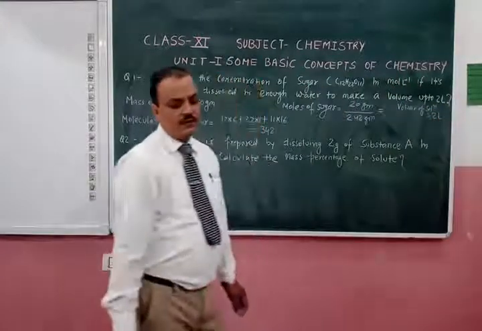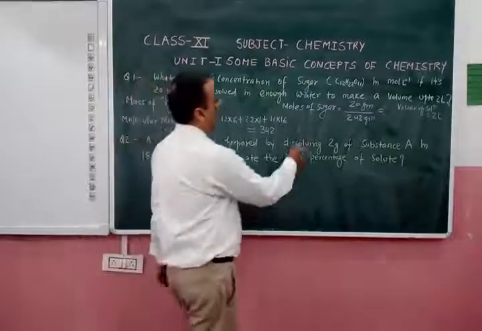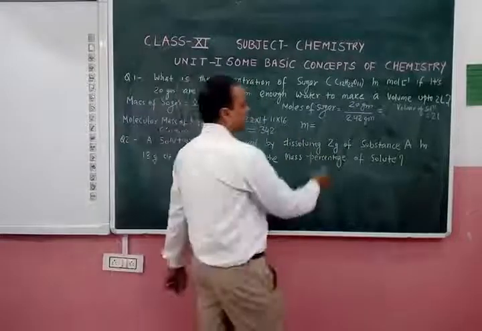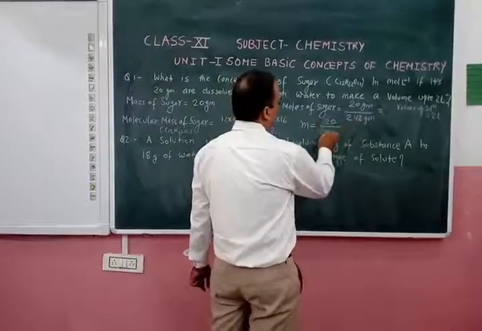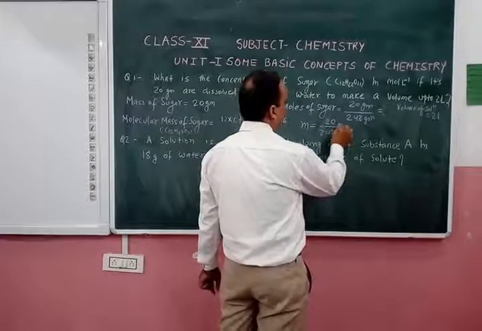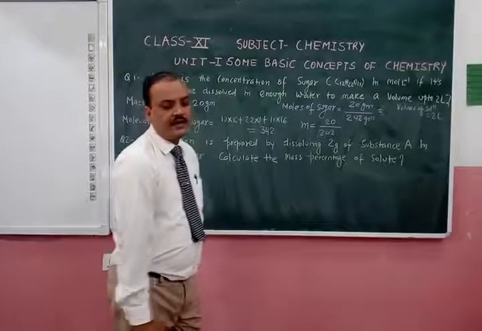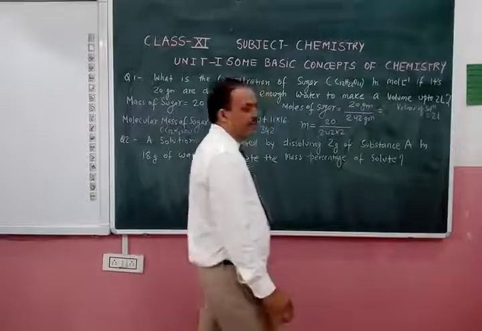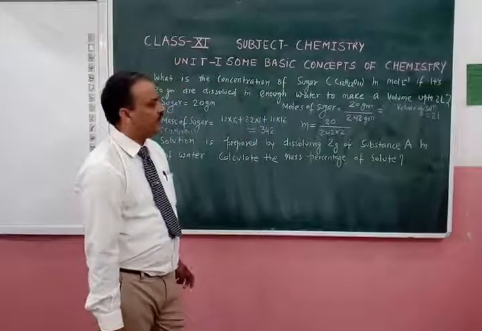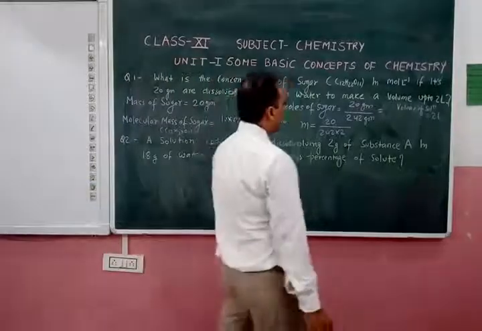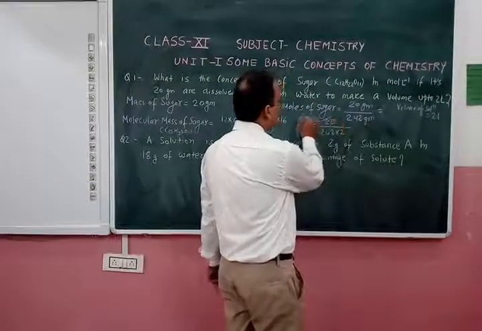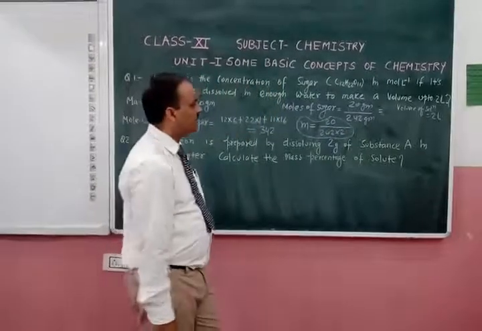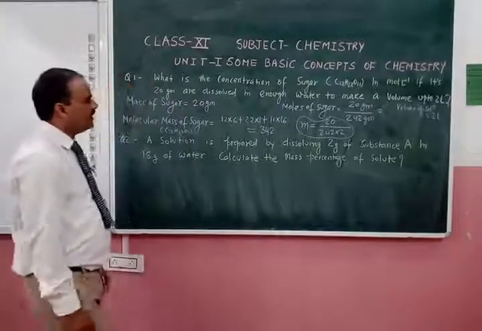Now we put the value for the molarity. Small n equals 20 by 342, and since the volume is already given in liter, we divide this by the liter value, and when we solve it we get the value. So that is how we find out the molarity.